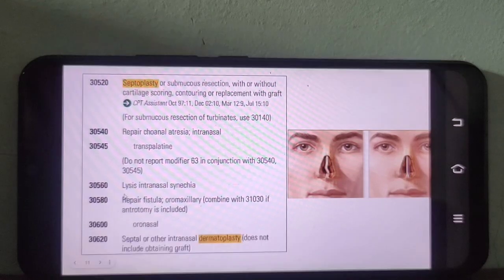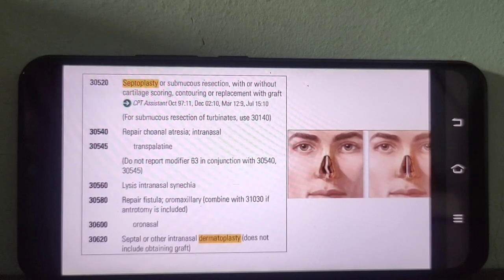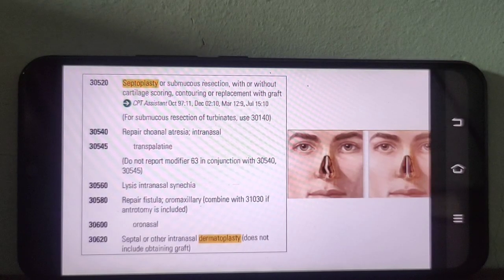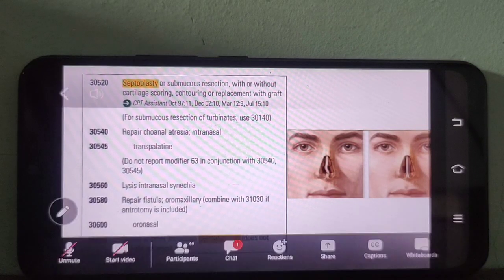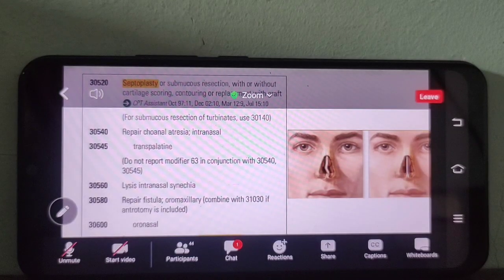And fistula repair. Here we are selecting the code based on the condition. Usually they perform the procedure based on the condition only. Am I right? So for repair of fistula: fistula means abnormal opening. Take the meaning: atresia means lack of normal opening, fistula means abnormal opening.